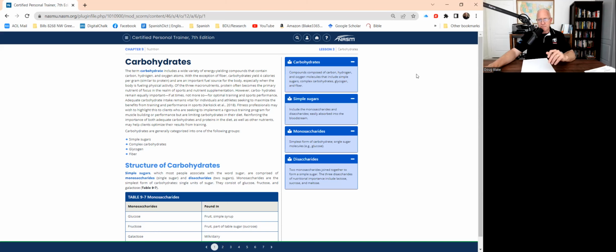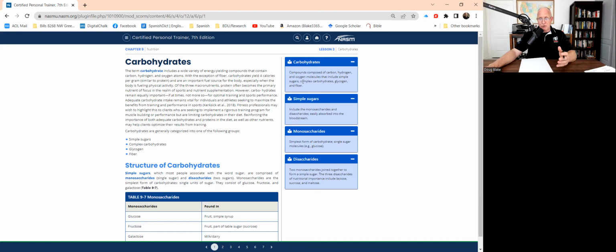I'll give you an example. So carbohydrates, compounds composed of carbon, hydrogen, and oxygen molecules that include simple sugars, complex carbs, glycogen, and fiber. You can perhaps get rid of a couple of those words and compress it down to a bullet point. Carbohydrates are carbon, hydrogen, oxygen, include simple sugars, complex carbs, glycogen, and fiber. So I can get rid of maybe 3 or 4 words. Anything to increase efficiency, you're going to want to do.